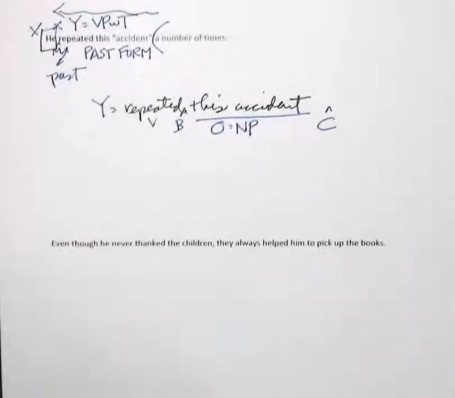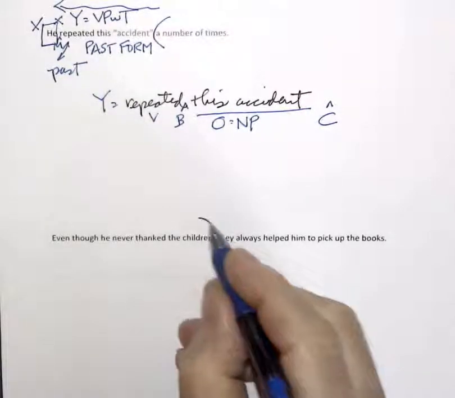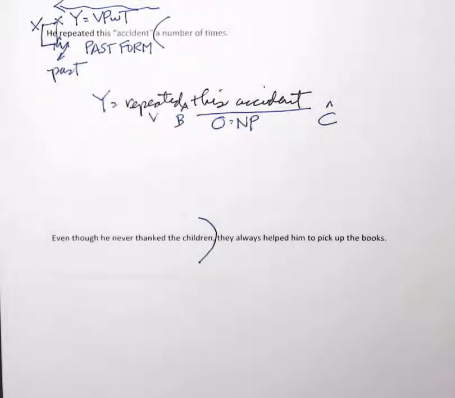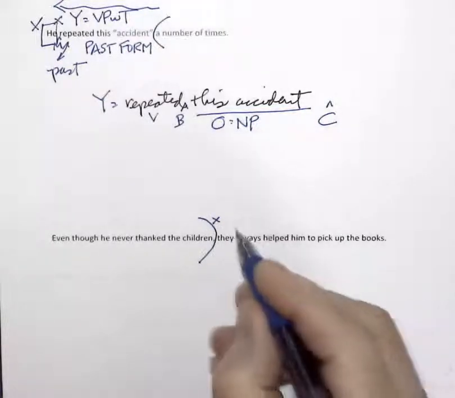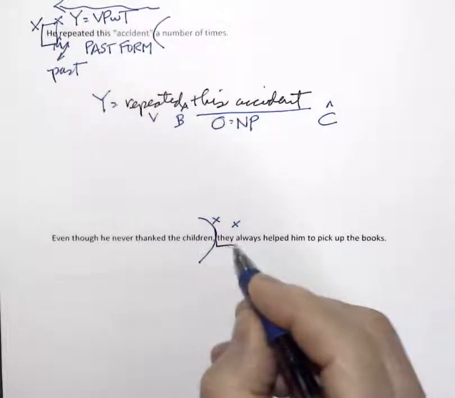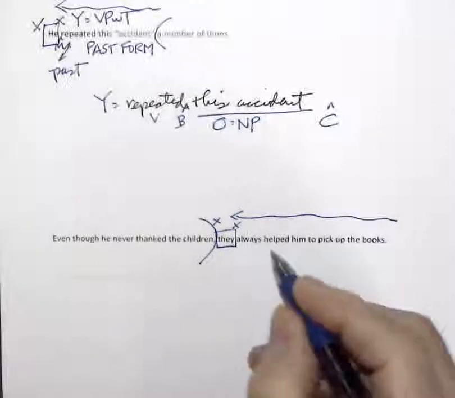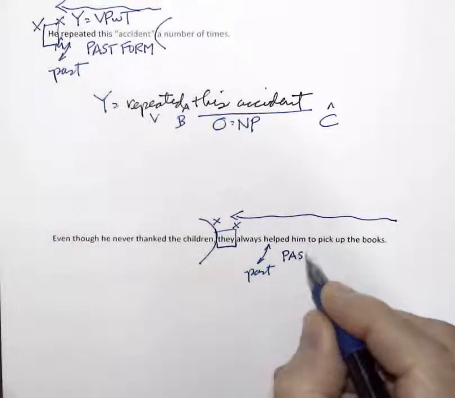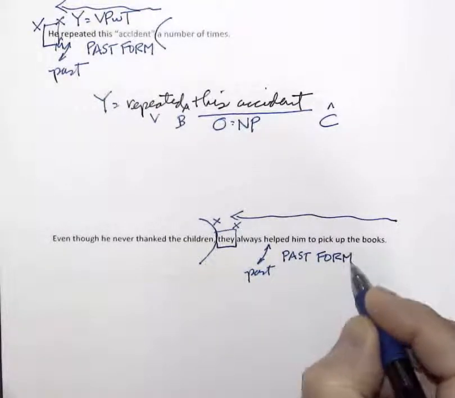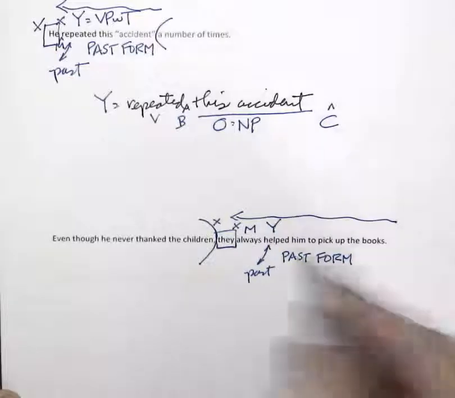Now, even though he never thanked the children, okay, but please first analyze this one first and then come back. Even though he never thanked the children, they always helped him to pick up the books. Okay, there's my shifter. Did they always help? They did always help. They is the subject. Predicate. Helped ties with the past. Past form. The M place is always. And then helped him to pick up the books is Y.